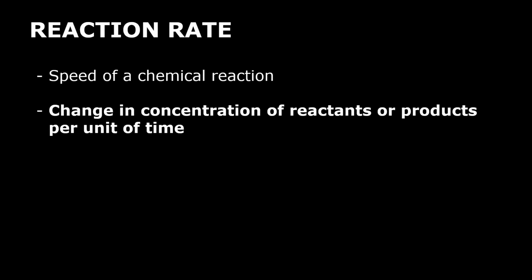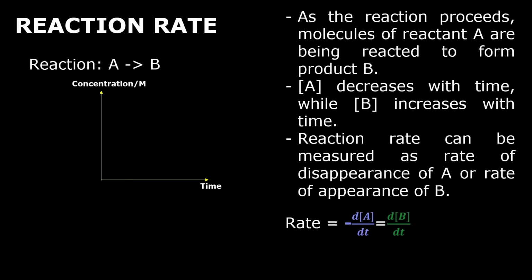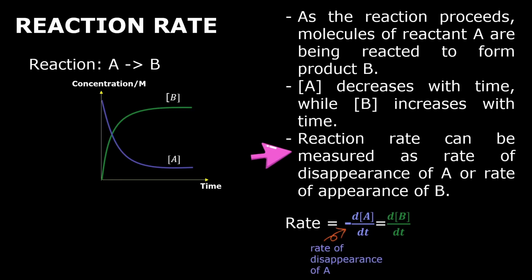What is reaction rate? Reaction rate refers to the speed of a reaction, or we can define it as the change in concentrations of reagents or products per unit of time. For example, for a reaction where reagent A is being converted to the product B, as the reaction proceeds, reagent A is being reacted to form the product B. Therefore, the concentration of reagent A will decrease with time, while the concentration of product B will increase with time. And the reaction rate can be measured as the rate of disappearance of reagent A, or can be measured as the rate of appearance of product B.